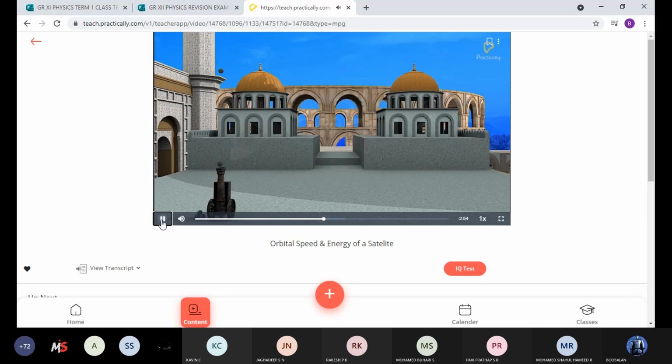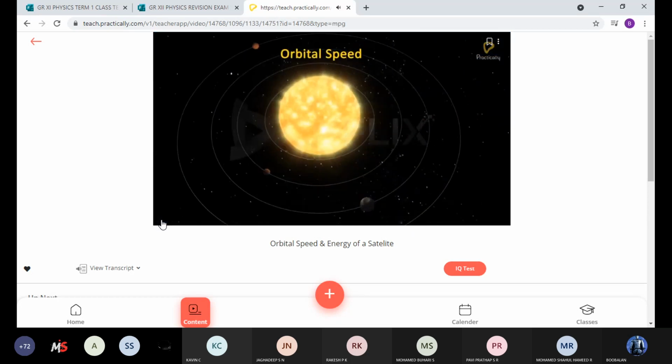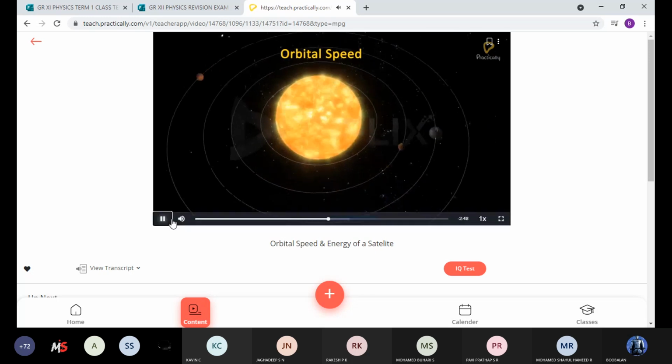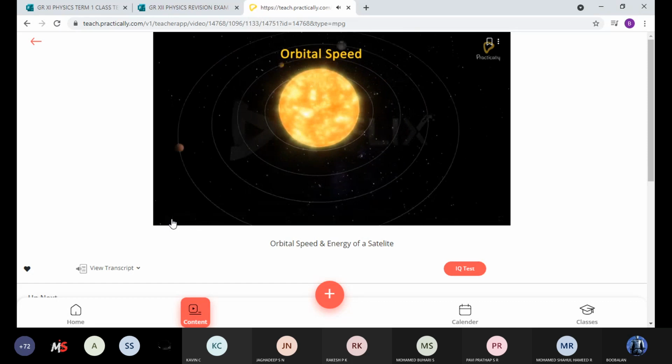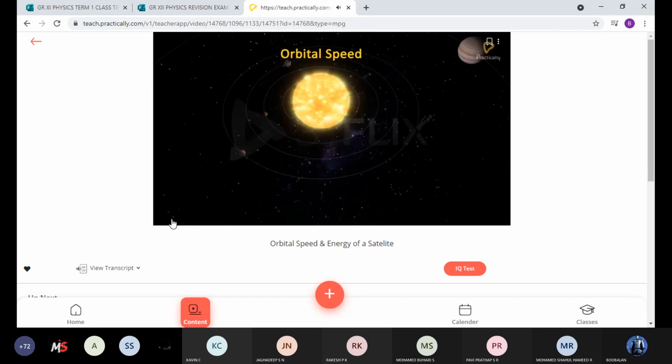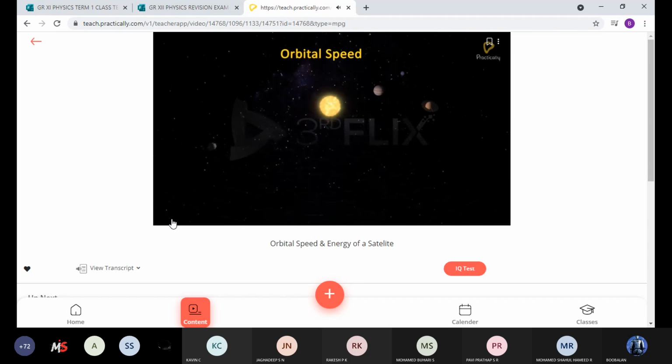Per second. Orbital speed. The speed of any astronomical object in its orbit is known as its orbital speed. All planets in the solar system do not have the same orbital speed. We will now examine the factors which affect the orbital speed of a planet.